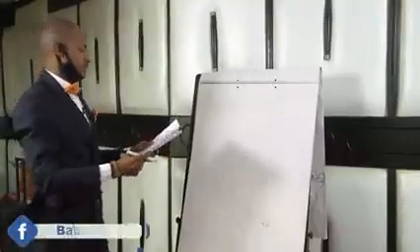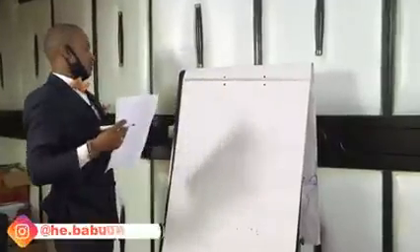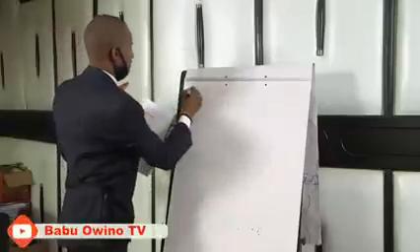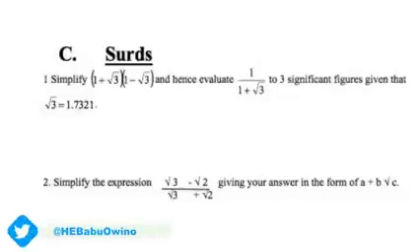The next question is part 2 of question number 6. Simplify the expression root 3 minus root 2 divided by root 3 plus root 2. When you are told to simplify this expression, do not panic. Just multiply the whole expression by the conjugate of the denominator.